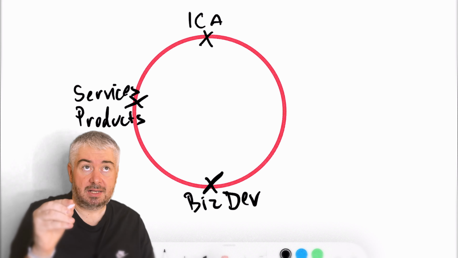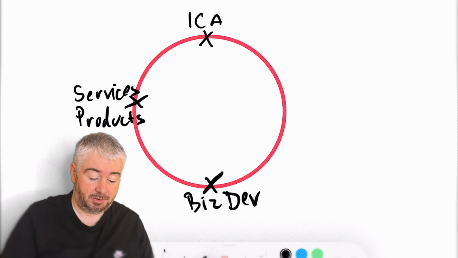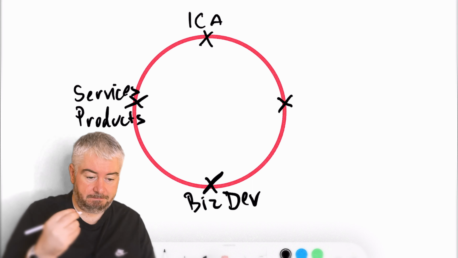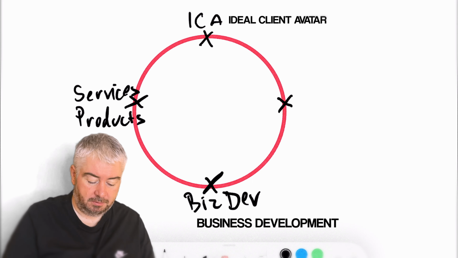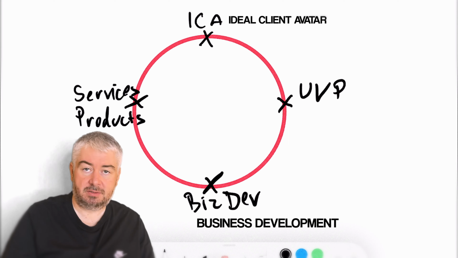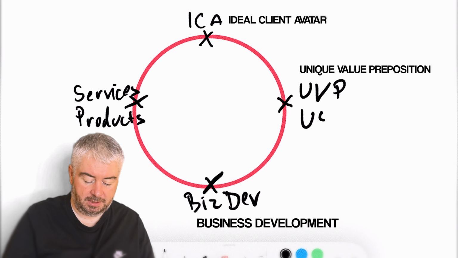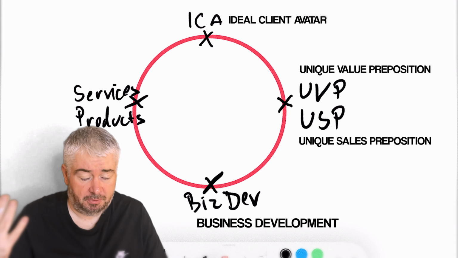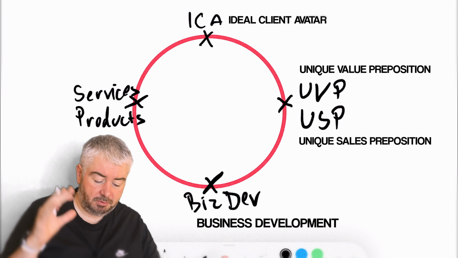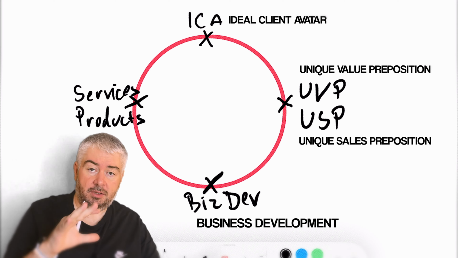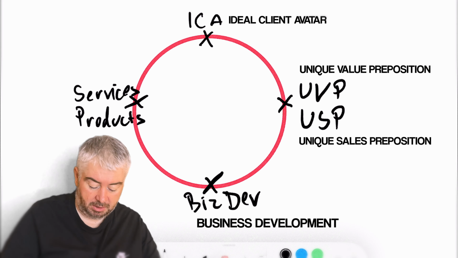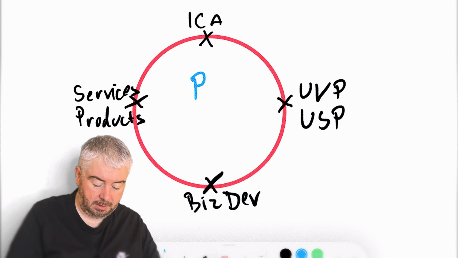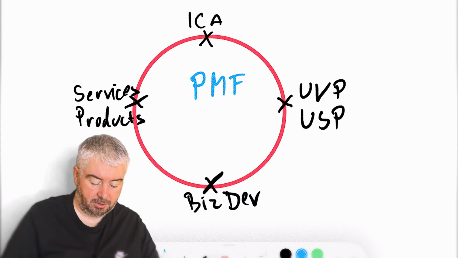And then the last but not the least important thing, it's actually very important. Now, some people like to call it unique value proposition. Some people like to call it unique sales proposition. Same thing, just different wording. So these are the 4 things that go into product market fit. Well, let's put PMF here in the middle, hashtag.